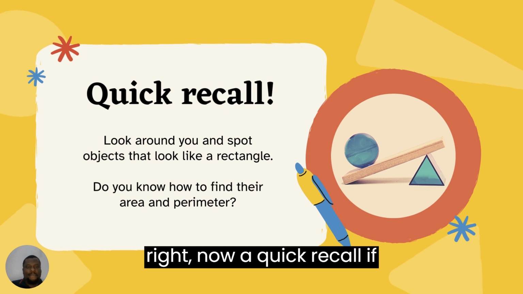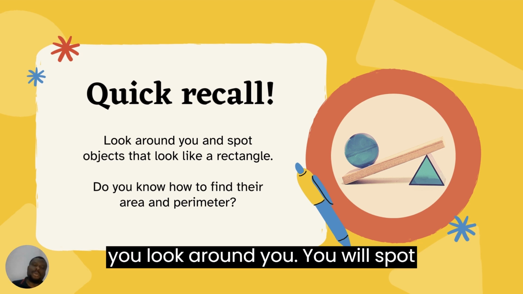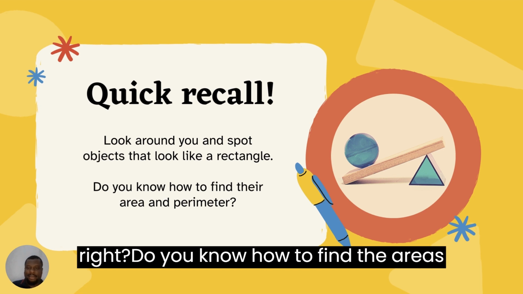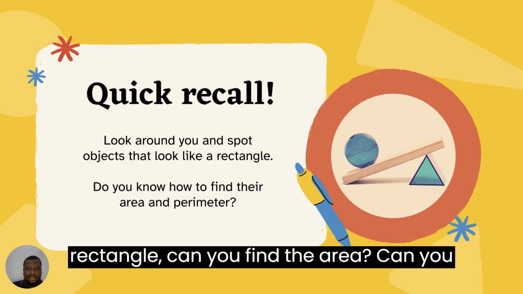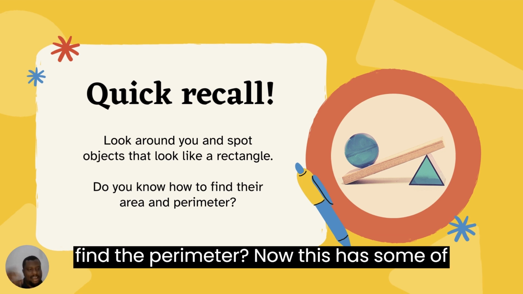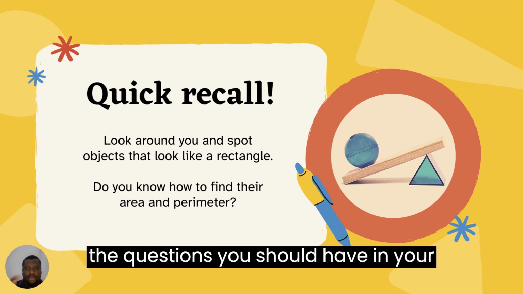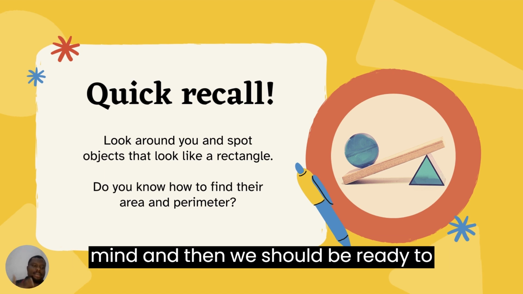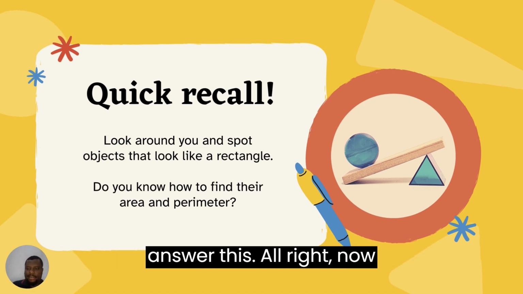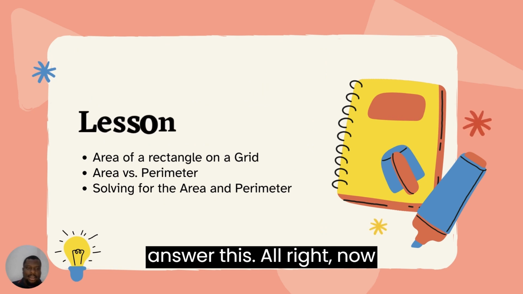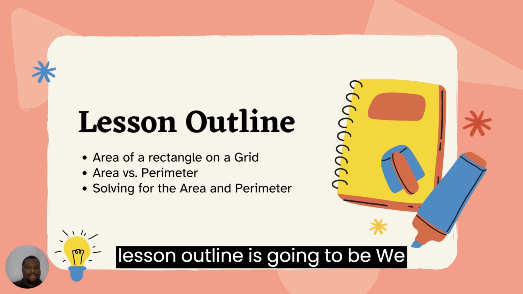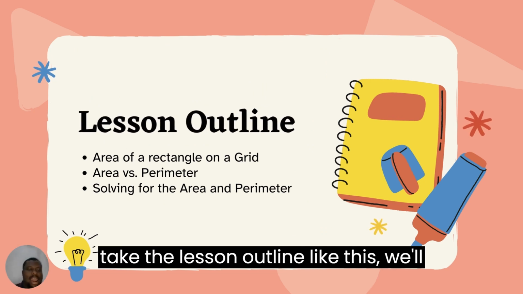Alright, now a quick recall. If you look around you, you will spot some objects that look like a rectangle, right? Do you know how to find the area and perimeter? Like if you see a rectangle, can you find the area? Can you find the perimeter? Now these are some of the questions you should have in your mind, and we should be ready to answer this.